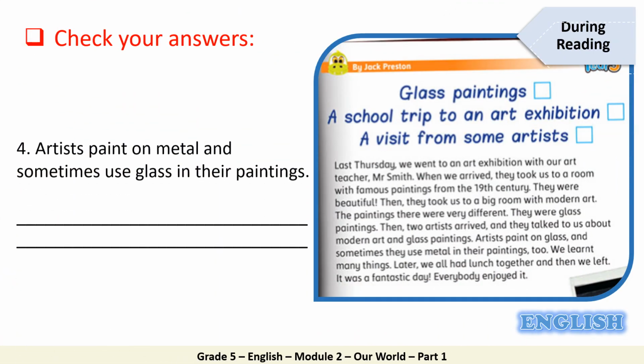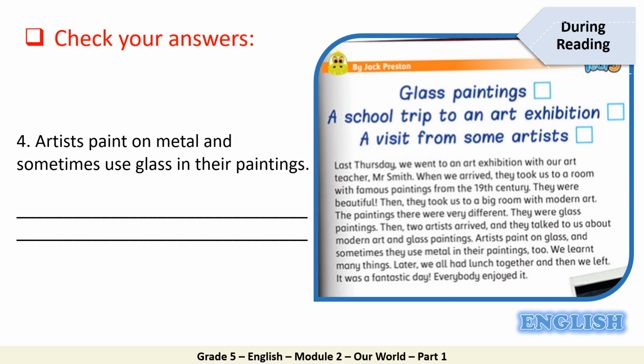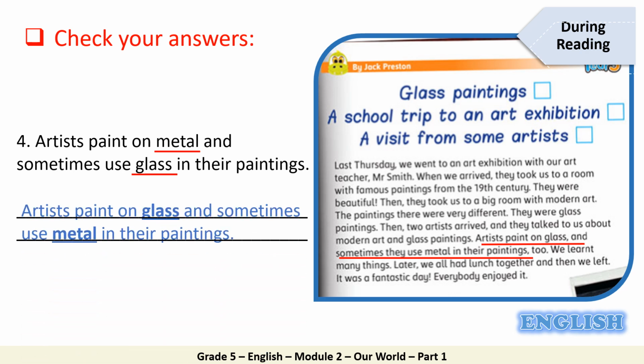Number 4. Artists paint on metal and sometimes use glass in their paintings. Well, in this sentence, there are actually 2 mistakes: metal and glass. Did you find the right answer? Well, you will find it by the end of the paragraph. The right answer should be like this: artists paint on glass and sometimes use metal in their paintings.